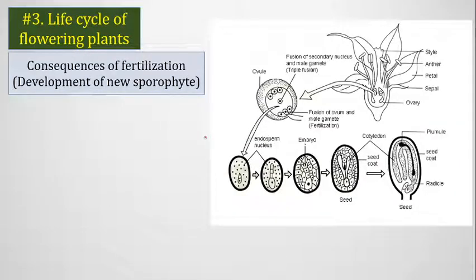And now we will learn about the consequences of fertilization. That means what changes take place inside the ovary and ovule after the fertilization process. This process is also called the development of the new sporophyte, because after fertilization two gametes produce a diploid state. So the zygote is the diploid state of the plant, and this diploid state is called sporophyte. And now we know that the zygote is the fertilized ovum.